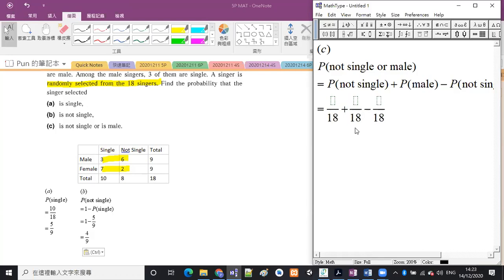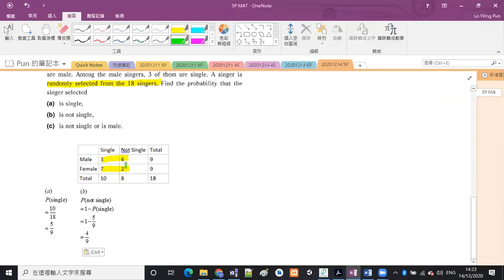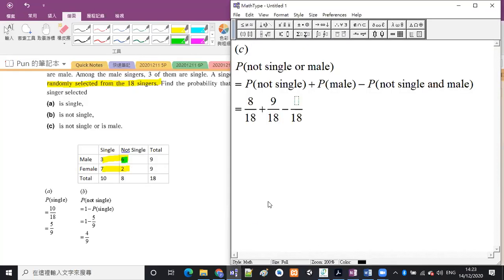Okay, and then how many of them are not single here? Not single will be 8. And then how many males are there? There will be 9. How many singers who are not single and at the same time being a male? It should be this one, not single and male. It should be 6, right?